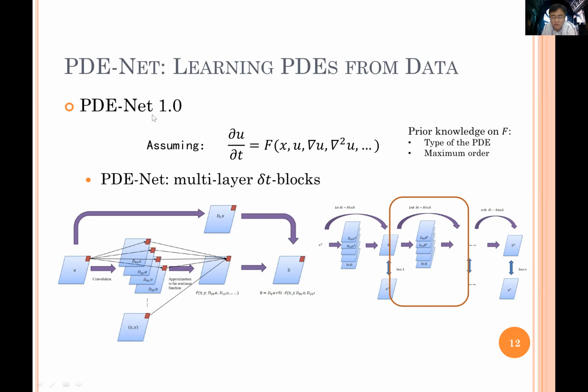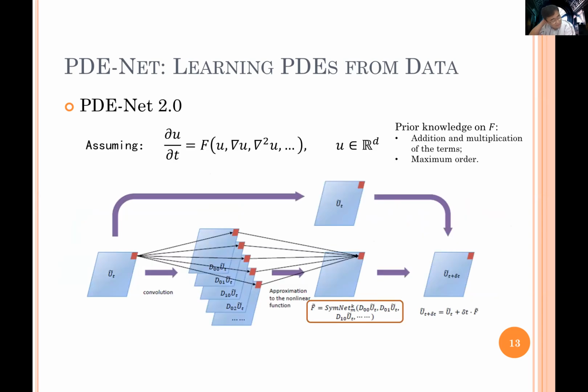And the very first version of, we call this PDNet, we have a pretty strong prior knowledge. We need to assume that we know the type of f, and also the maximum possible order. This is a minor assumption, okay? And we can approximate the variable coefficients of, for example, a convection diffusion equation with a nonlinear source.